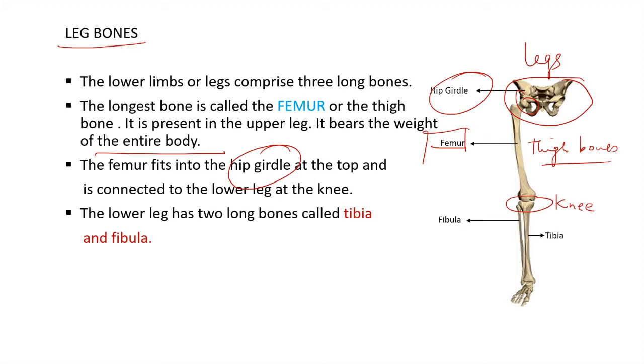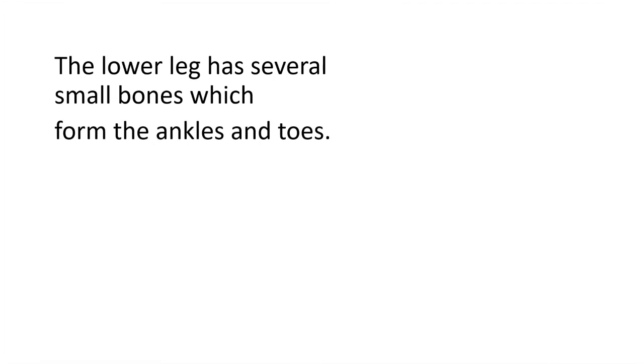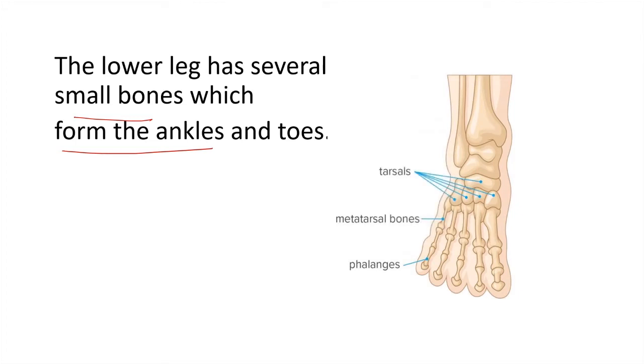The lower leg has two long bones. One is called tibia, the other one is fibula. Fibula is towards the outer side and tibia is towards the inner side. You won't be able to make the difference when you touch your lower limb because there are muscles also in between. But there are two bones. The lower leg has several small bones, which form the ankle and toes. Together they form the foot of your body. You can see there are different joints here. This is the ankle joint and these are the joints which are there in the toes of your foot.